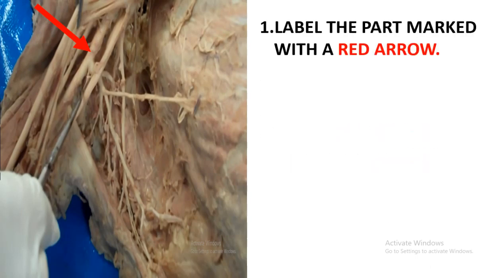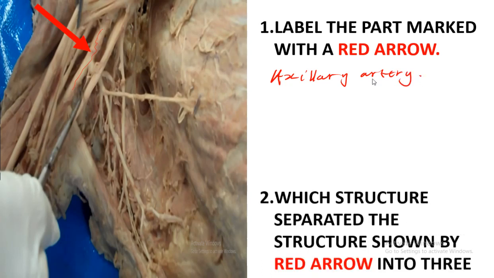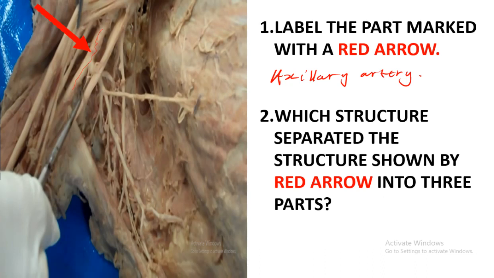On this one, we have been asked to label the part marked with a red arrow. In this case, the median nerve has been removed, and other nerves have also been removed to the other side. So the only structure we are capable of seeing here is the axillary artery, which has been exposed.